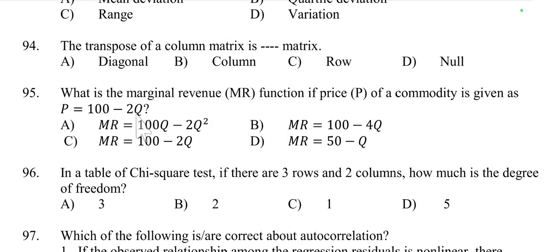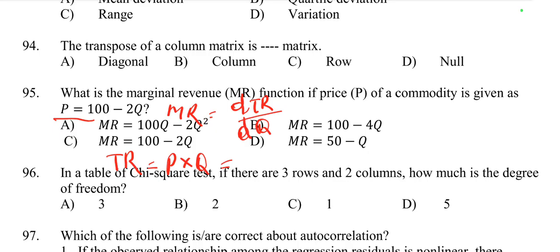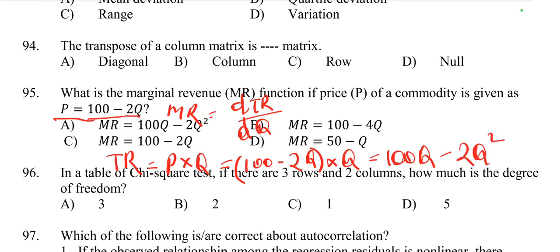So here price is given, we have to find out the value of marginal revenue. We know that marginal revenue is equal to the derivative of total revenue with respect to Q. So here we have to find out the value of TR. Now, we know that TR is equal to P into Q, means price into quantity. Here price is given as 100 minus 2Q. So 100 minus 2Q into Q. So 100 into Q is equal to 100Q minus 2Q square. So here we find the value of TR is equal to 100Q minus 2Q square.